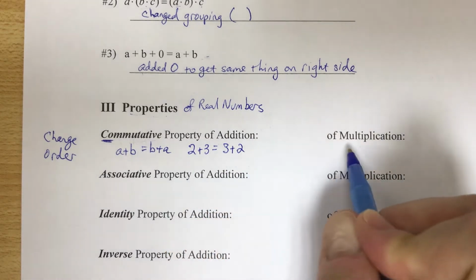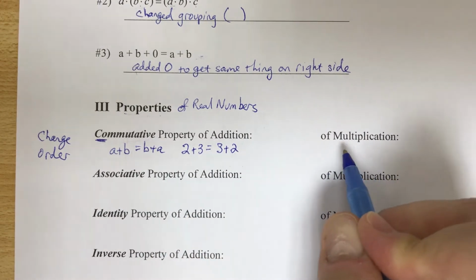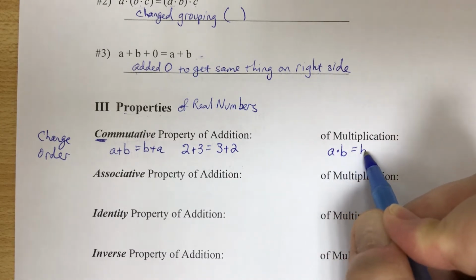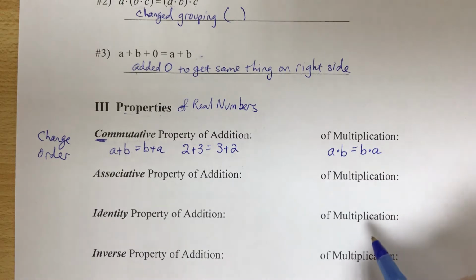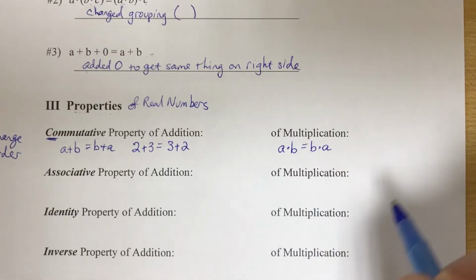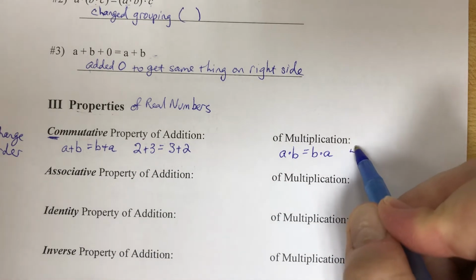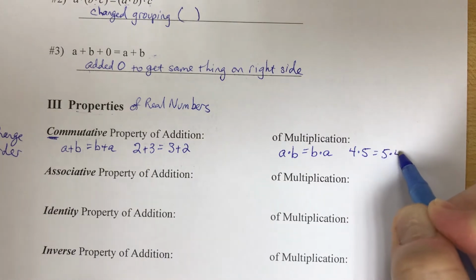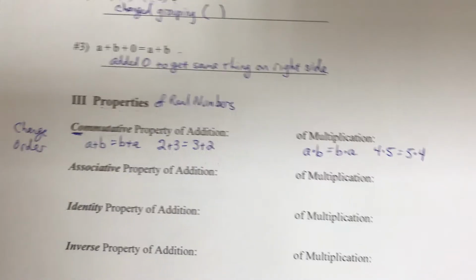This is 5 and this is 5. Now there's also a commutative property of multiplication. If I do A times B, that is the same thing as B times A. I change the order. As an example, if I take 4 times 5, which is 20, that is equivalent to 5 times 4, which is also 20.